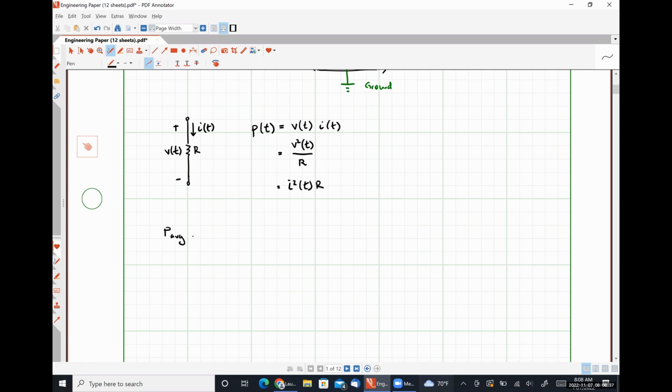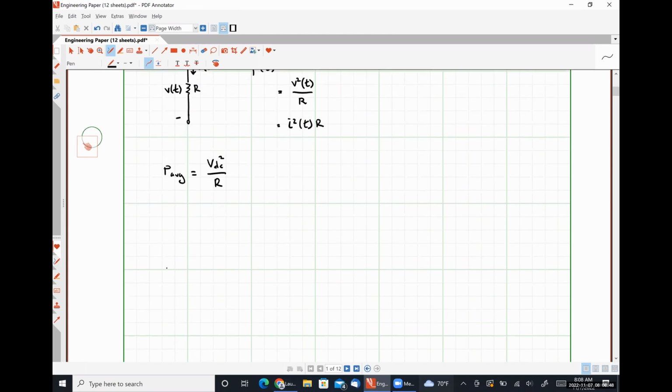So we know that in a DC circuit, the average power should simply be our DC voltage squared divided by our resistance, or down here, our DC current squared times the resistance.